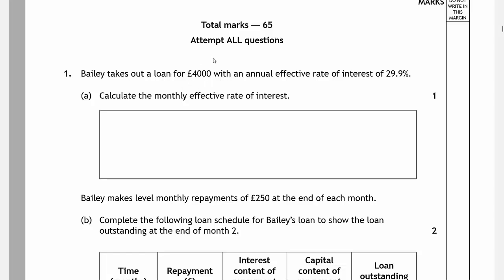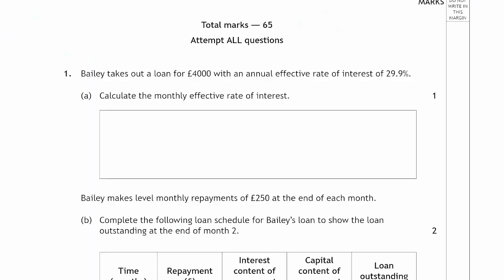Now this is question 1 in 2024. So the first question they're talking about here is to give you an annual effective rate of interest of 29.9%, and they're going to ask you to work out what the monthly effective rate is.